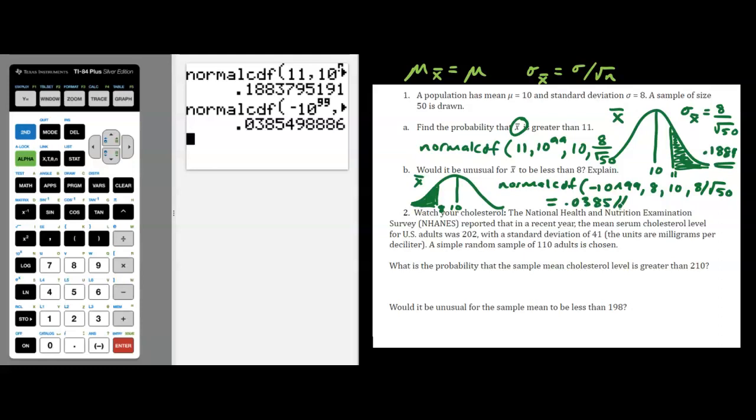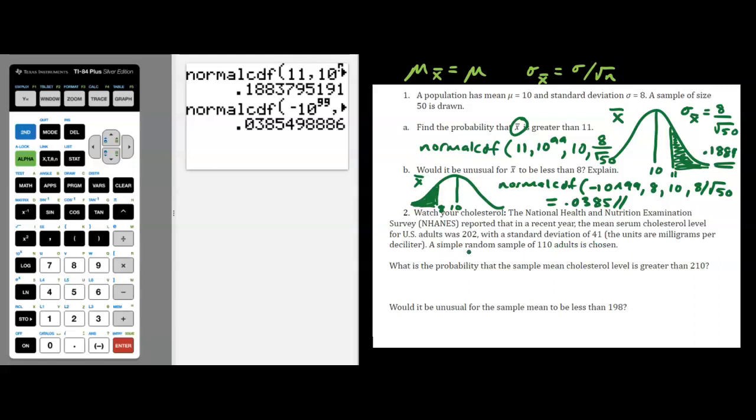So those are some pretty straightforward examples where they kind of lack context. So I want to go through another example right now that actually has a lot of context. The example says, let's take a look at cholesterol levels. The National Health and Nutrition Examination Survey reported in a recent year that the mean cholesterol for U.S. adults in the population, it doesn't come right out and say in the population, but that's what it's referencing. The mean in the population was a little over 200, at 202, and the standard deviation was 41.